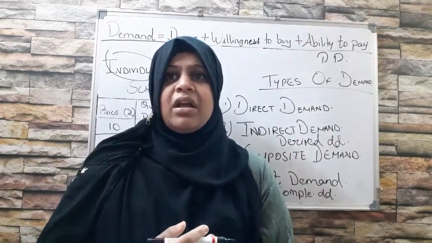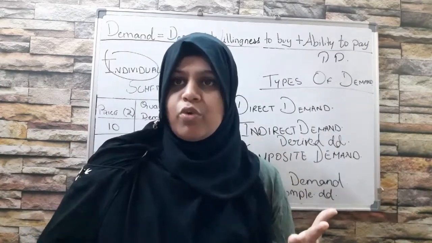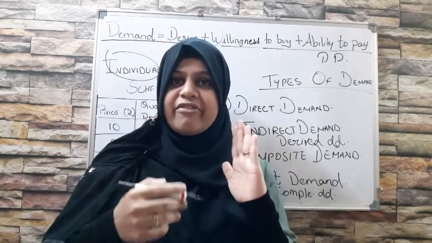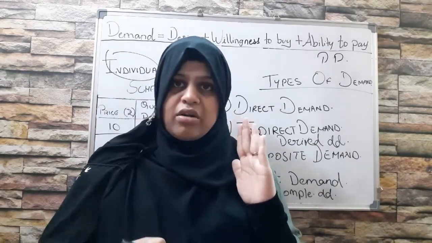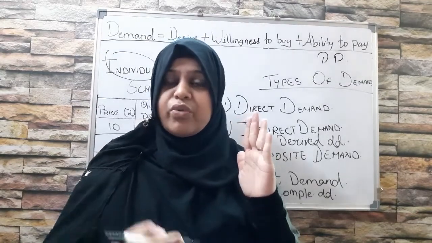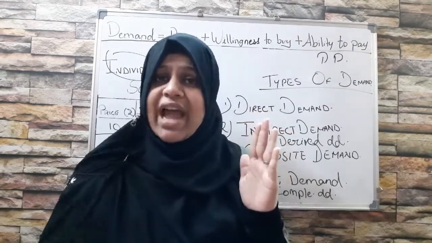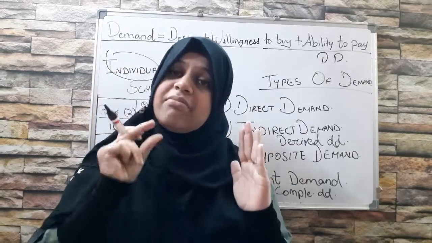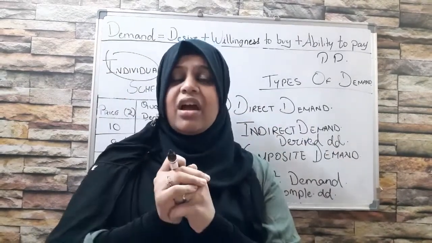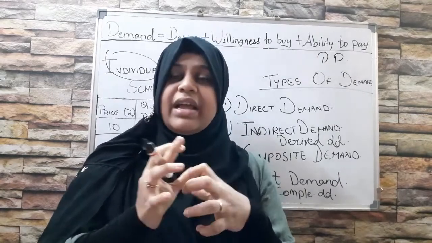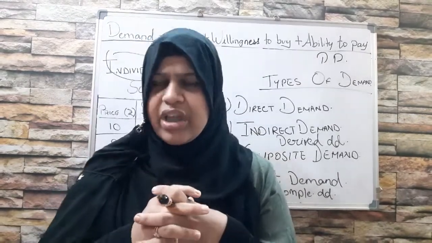Another example, my SIM card and my mobile phone. For me to have a mobile phone is easy, but for it to work, for me to have a number on which my friends and colleagues can contact me, I need a SIM card. So mobile and SIM card go hand in hand, and they are jointly demanded. They are complementary goods.